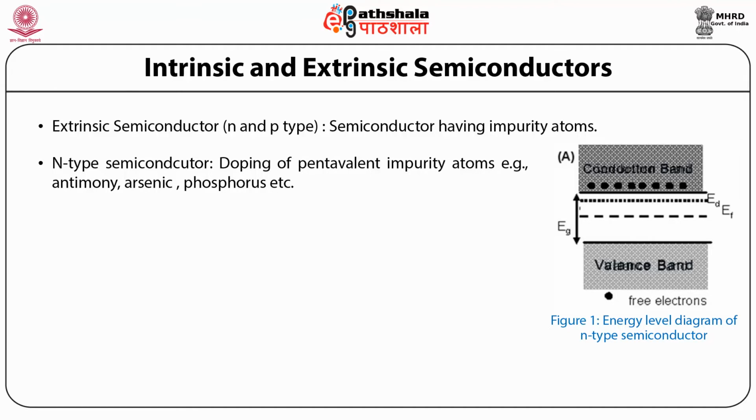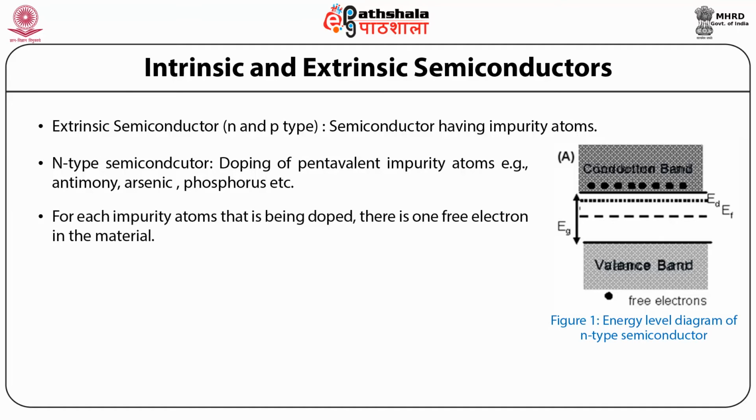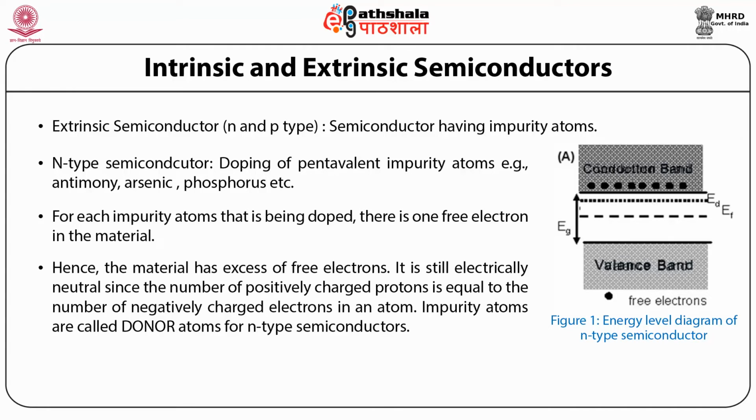This involves the doping of pentavalent impurity atoms, for example antimony, arsenic, phosphorus, etc. For each impurity atom that is doped, there is one free electron in the material. Hence, the material has an excess of free electrons. It is still electrically neutral, since the number of positively charged protons is equal to the number of negatively charged electrons in an atom. The impurity atoms are called donor atoms for N-type semiconductors.